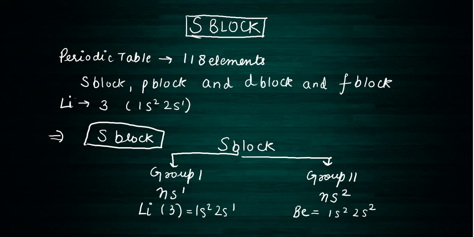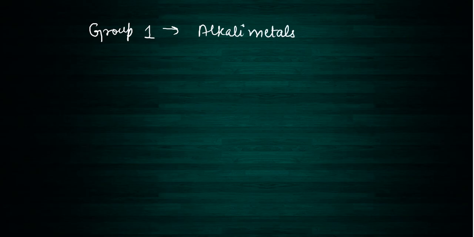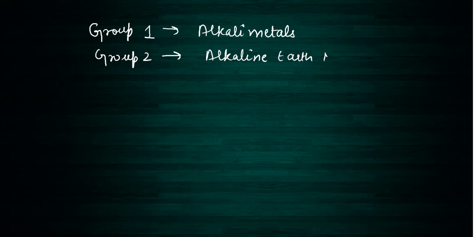Now if I want to understand this concept, we first need to know that group 1 elements are also known as alkali metals. Alkali metals, you need to remember this. And group 2 elements are known as alkaline earth metals. Alkaline earth metals. We'll study the reason why group 1 is called alkali metal and why group 2 is called alkaline earth metals in further processes.